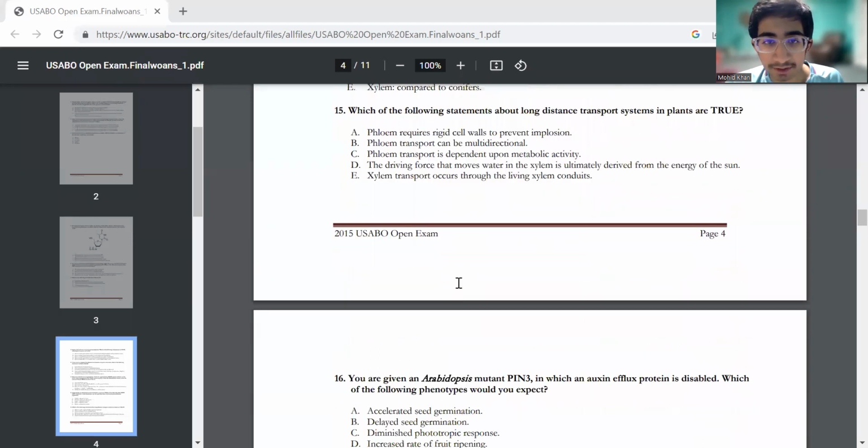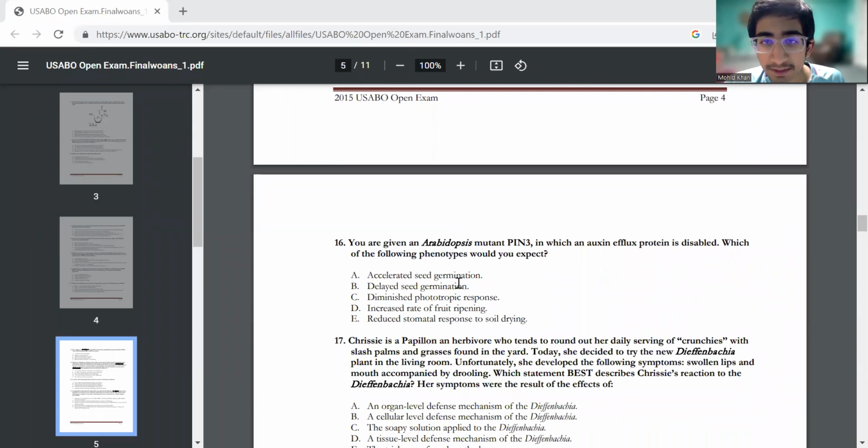Number 16. You are given an Arabidopsis mutant PIN3 in which an auxin efflux protein is disabled. So clearly I need to remember what auxin does. It's a very important plant hormone, one of I think 5 or 6 plant hormones you need to know down pat. Which of the following phenotypes would you expect? All right, so definitely not A. It would not be accelerated seed germination because auxin is being disabled. Yet this one does seem pretty correct.